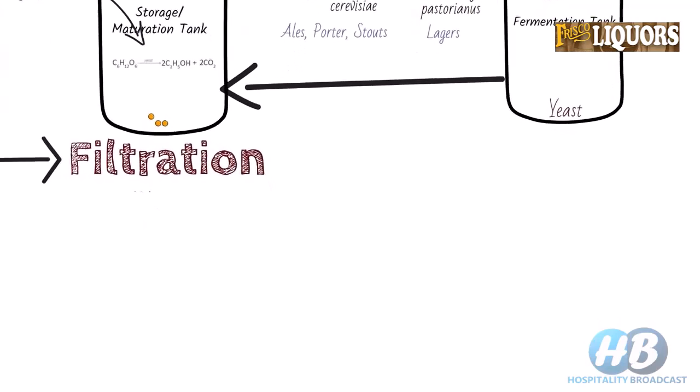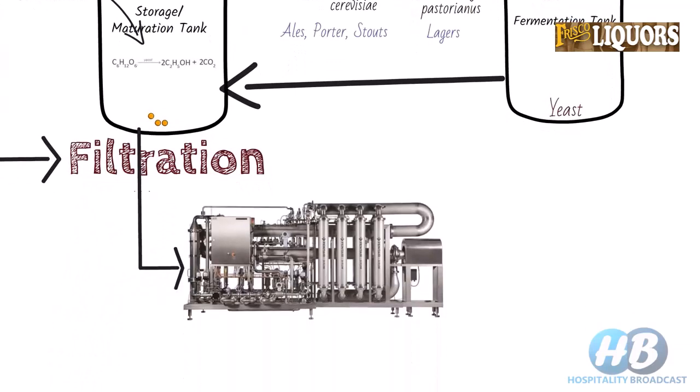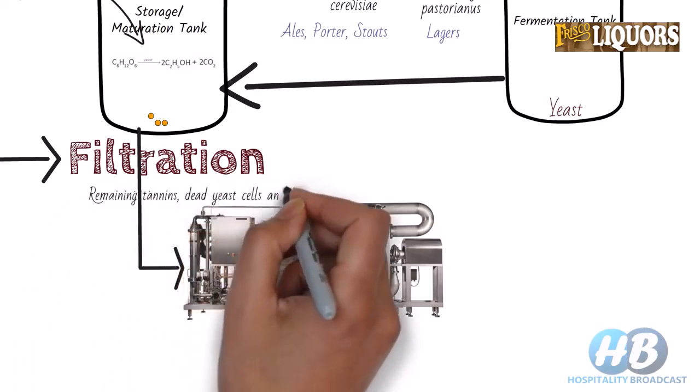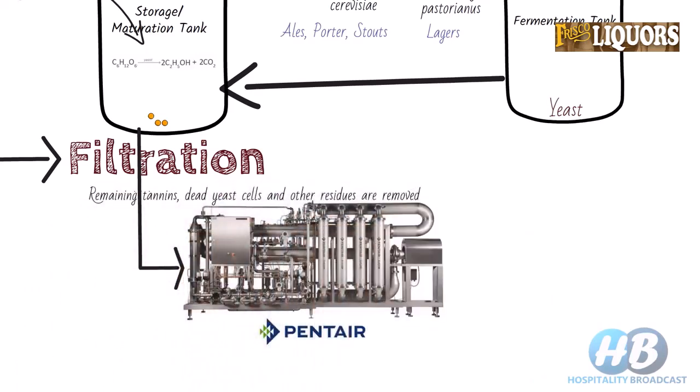But nowadays we do this filtering with the help of mechanical filtering units. For example, this is Smart Beer Membrane Filter by Pentair. Now in filtration, any remaining tannins, dead yeast cells and other residues are removed and beer becomes more clear and beer acquires its natural texture and carbonation.